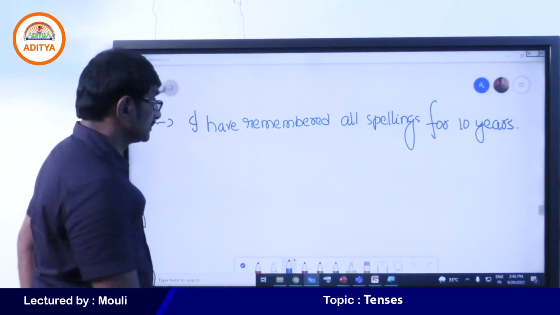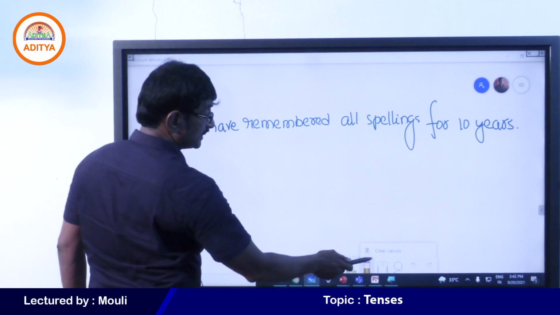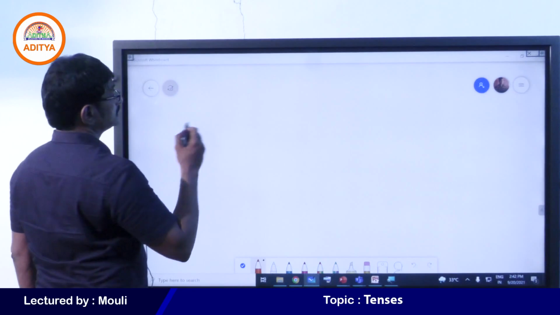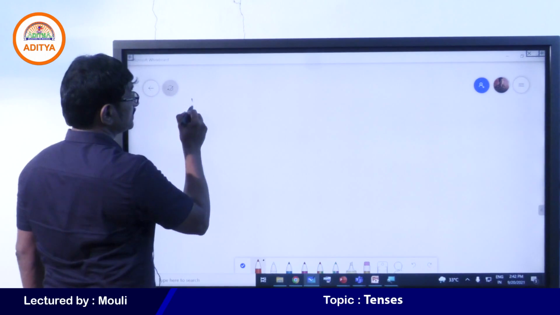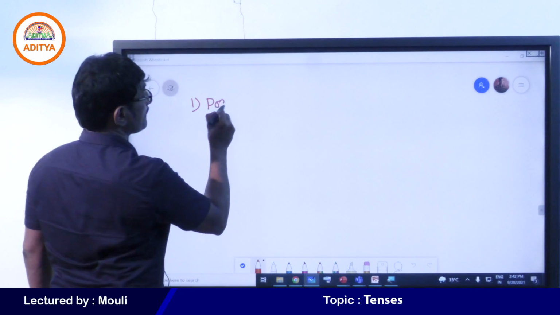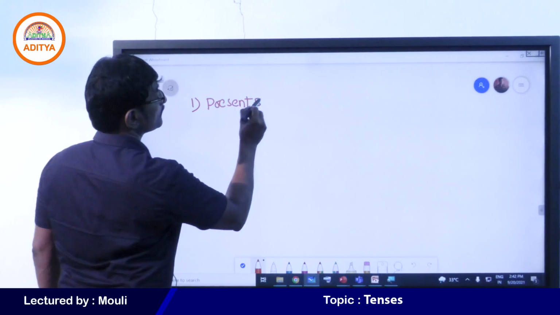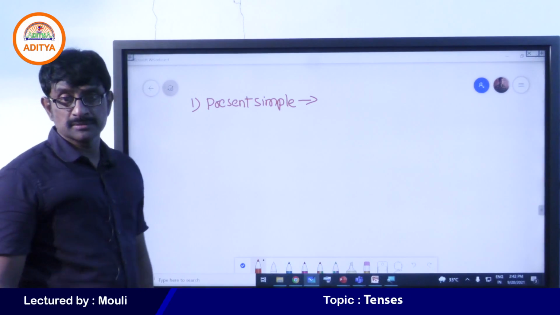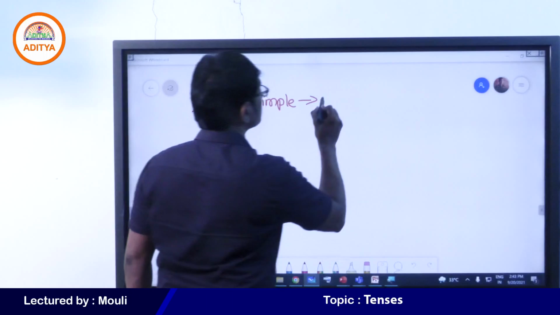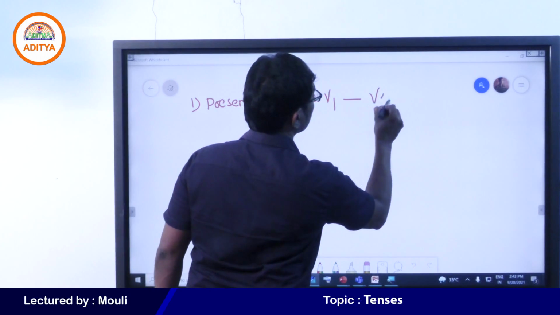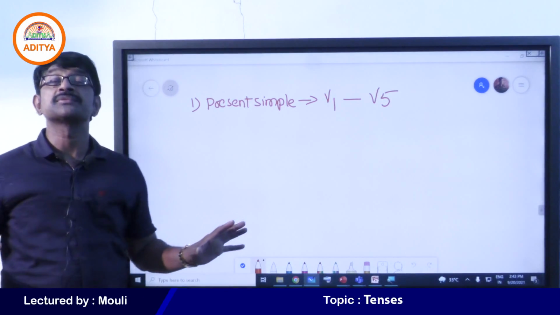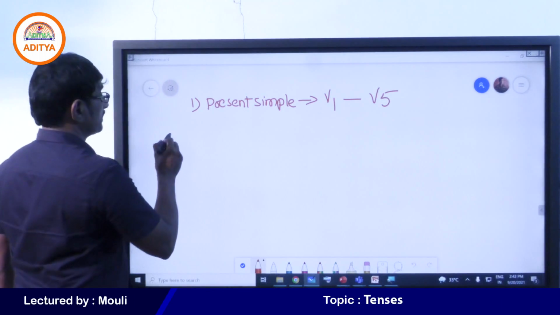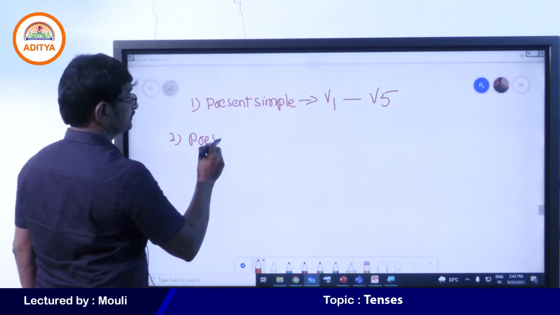Okay students, now let us go for the next one. We have completed up till now present simple. What are the verbs in present simple, students? V1, V5. That's it. No others will come in present simple. V1 and V5. Number 2, present continuous.